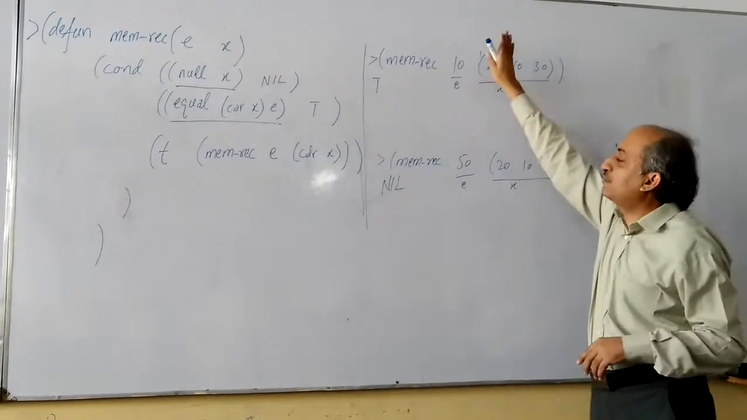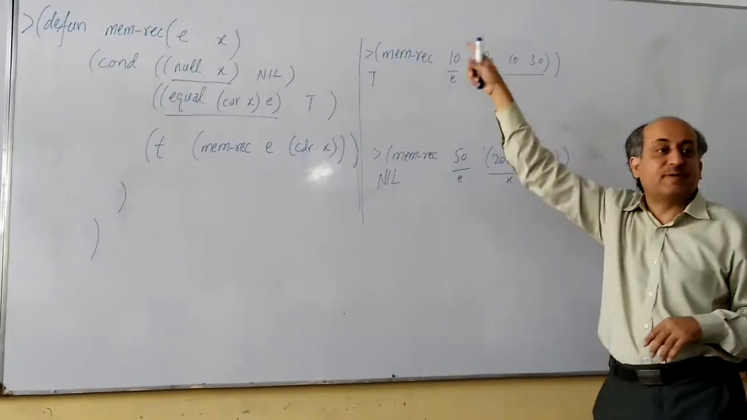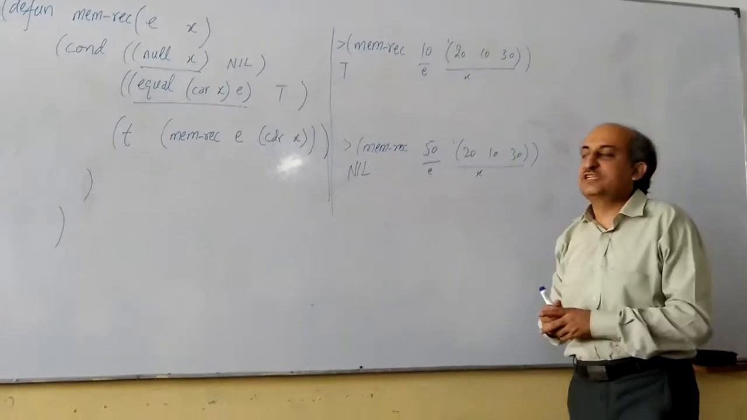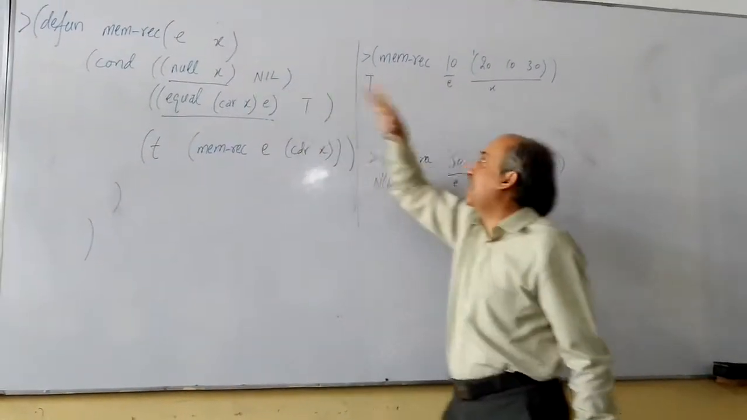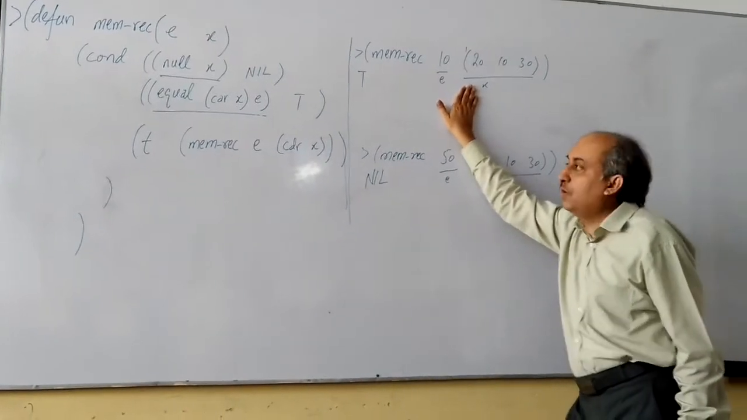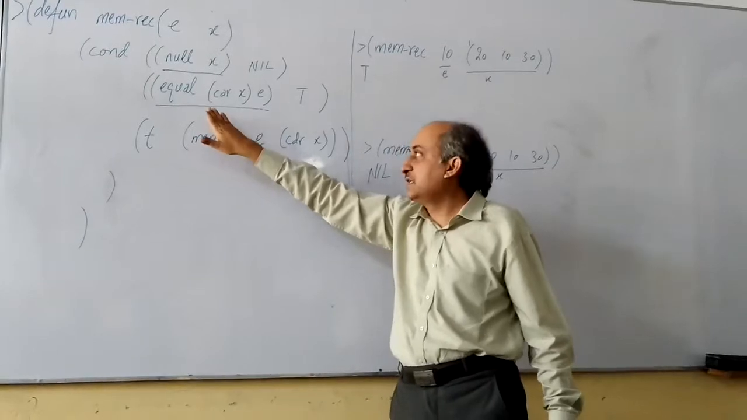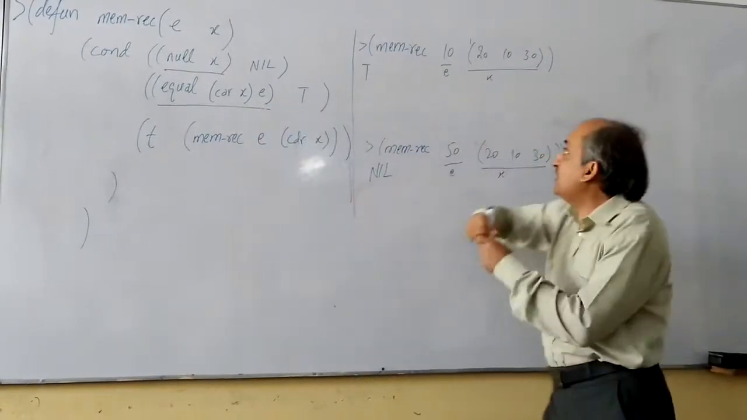The second argument's quote will be removed. The list 20, 10, 30 will be passed to the second argument x. Okay, control will go to the definition of the function. The first check is null x. Is x an empty list? No. Control will go to the second condition. The condition of the second clause: car of x is equal to E?